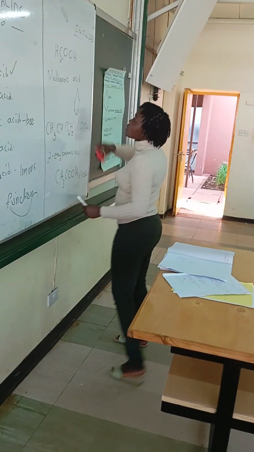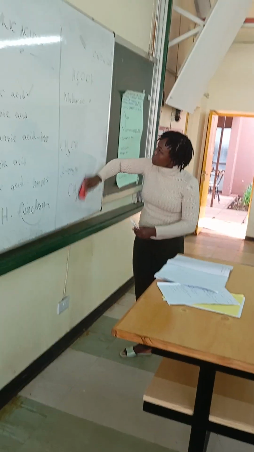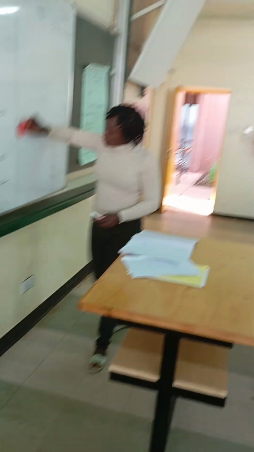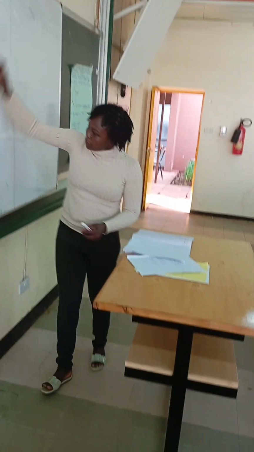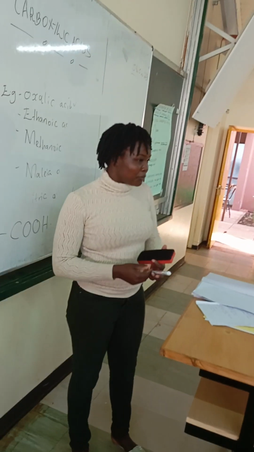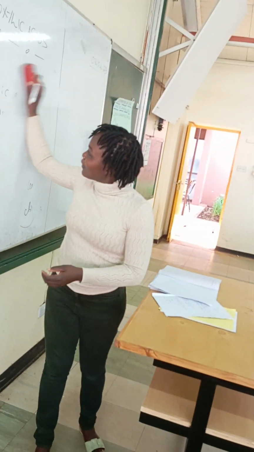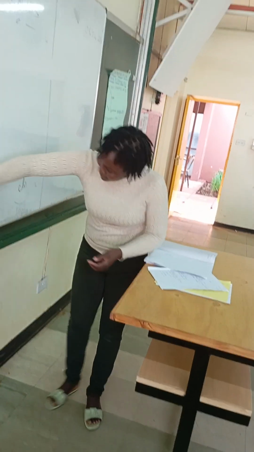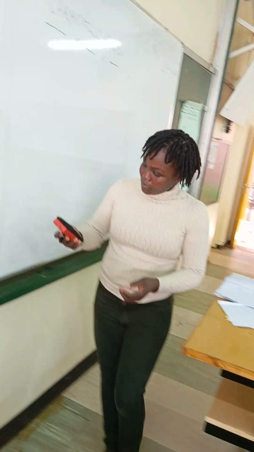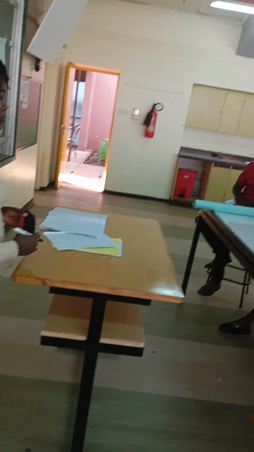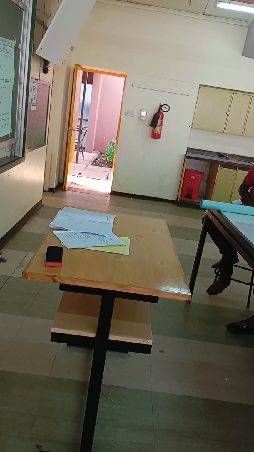So let's wind up our lesson. As we wind up our lesson, what is your take home? Christine, you've not talked in this class. What is your take home? We have identified the carboxylic acid, which has the functional group COOH.